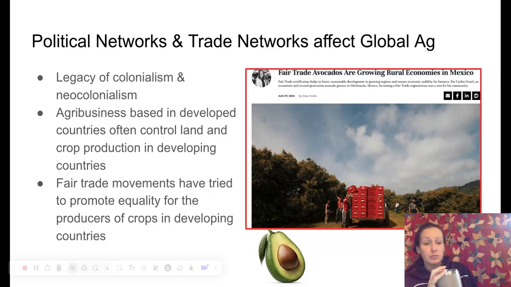Agribusinesses, ones that are based in developed countries, often control land and crop production in developing countries, right? Like, hey, if you grow X, Y, and Z, we'll buy it from you. And so they have this influence.